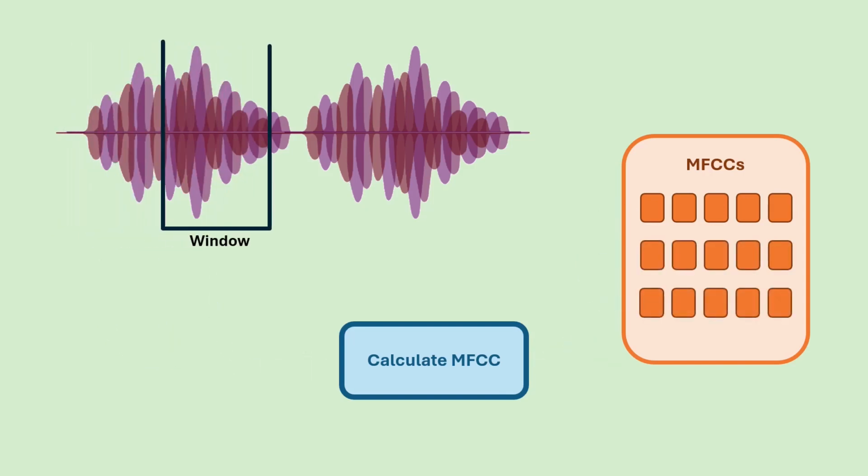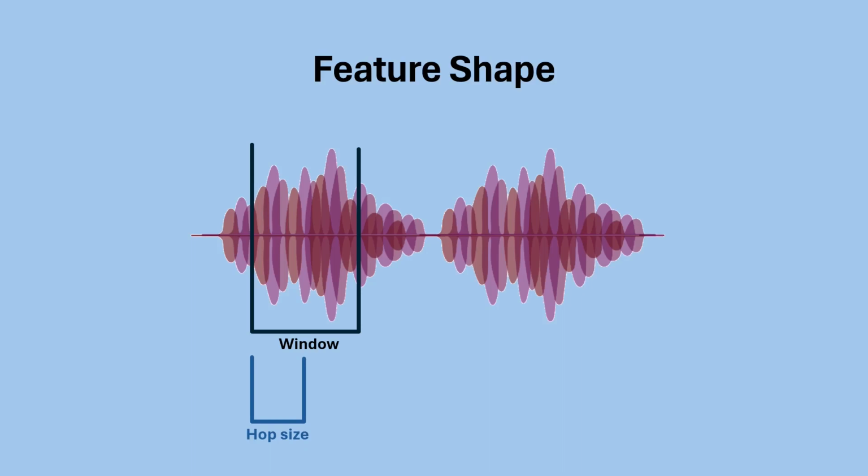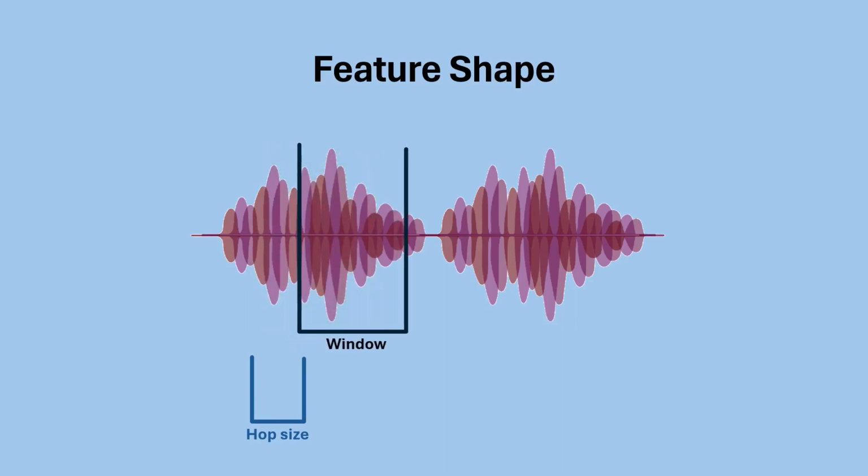Something else that we might want to know before we go forward is the shape of the matrix that we're plugging into our neural network. I already talked about two of these parameters, window size and hop size. Window size is how much audio is going into a single MFCC calculation, and hop size is how far we move the window each time we calculate the MFCCs.